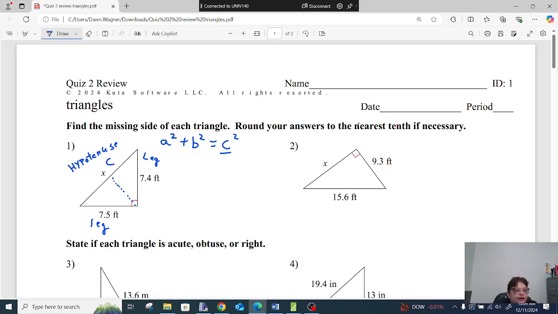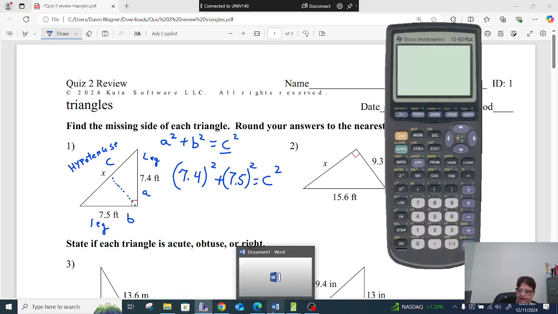It doesn't matter which one here I label A and B, just as long as you label it A or B. So now I'm going to substitute into the formula. 7.4 squared plus 7.5 squared has to equal C squared. So you use your handy dandy calculator.